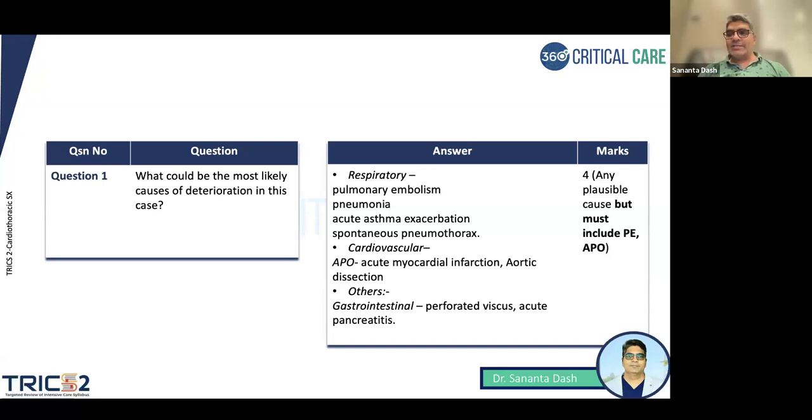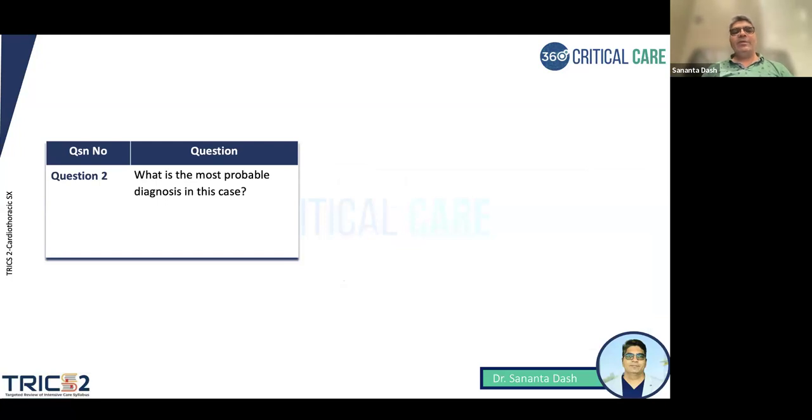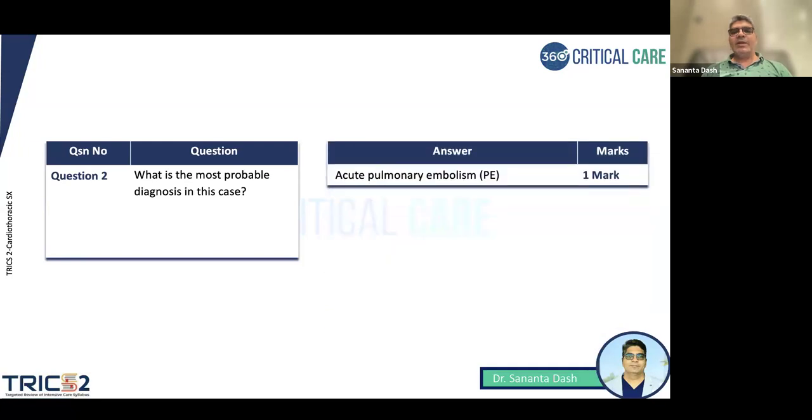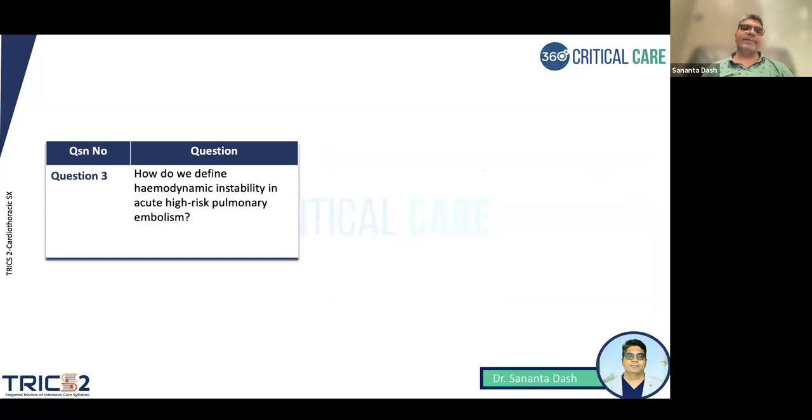So in that case, you have to jot down 4 differentials to get full marks. If you are stuck with only pulmonary embolism, you will get 1 or 2 marks. Okay, so start broad always. Now, the most probable diagnosis in this case is your acute pulmonary embolism. So you don't jump to the second answer at the first question. You have to keep your differential broad. Okay, that's the first point you need to understand.